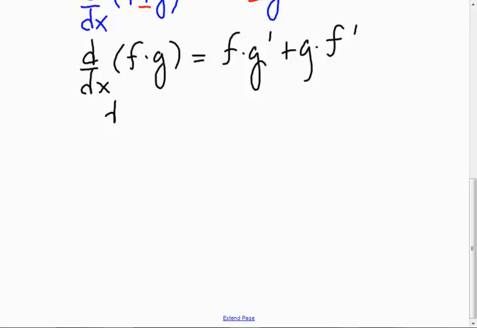And so the derivative, and you have to know these. And I'm going to say 12% of you will not know these. Hopefully I'm wrong.